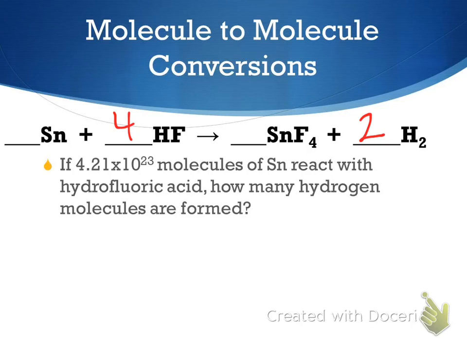But we're going to look at, if we start with 4.21 times 10 to the 23rd molecules of tin, how many molecules of hydrogen are formed? Okay, so this is a very similar process to gram conversions, except we don't have to use the molar mass. We use Avogadro's number instead.